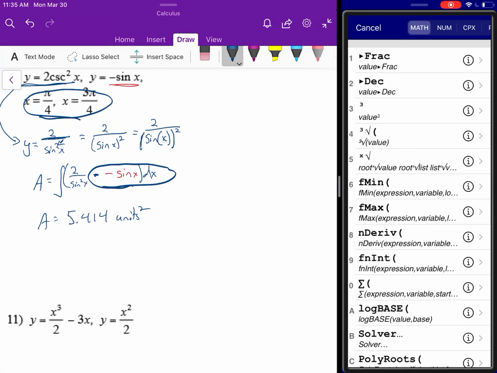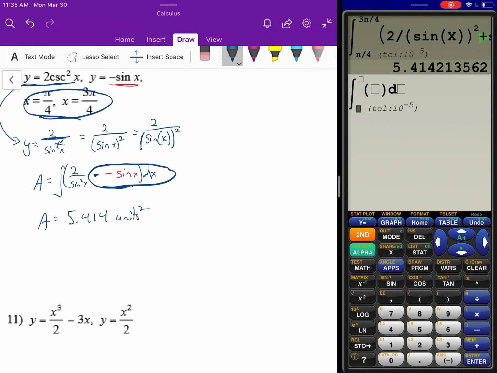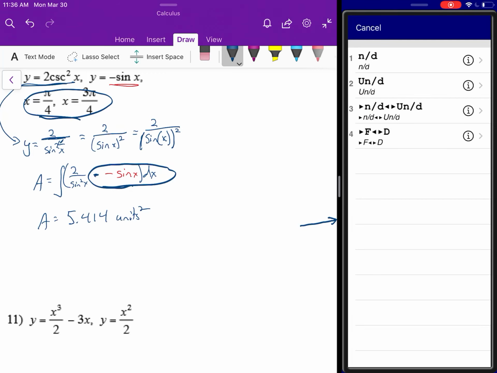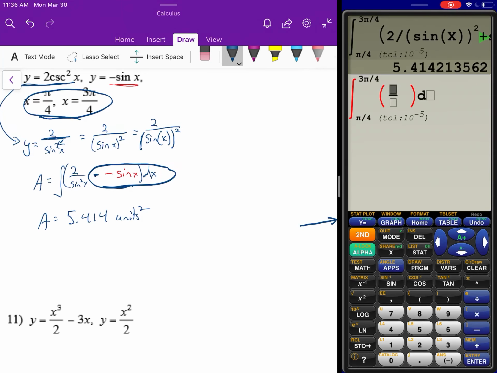The other thing I wanted to show you, I'm just going to do this integral one more time. We have the answer, but maybe you'll want to use this, the integral, and we still have to put pi over 4 to 3 pi over 4. And once we're in here, we actually can put a fraction in here. See right here in the green, it says fraction. So you can hit the green button, hit the fraction, and you can do a numerator over a denominator. So you can choose that. And now we can actually put in 2 over. We still have to do the sine squared the same way.